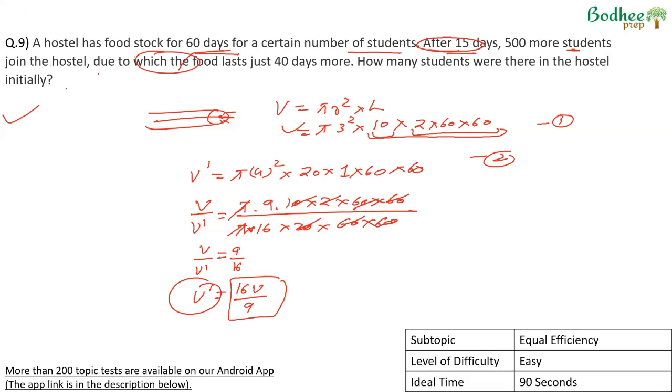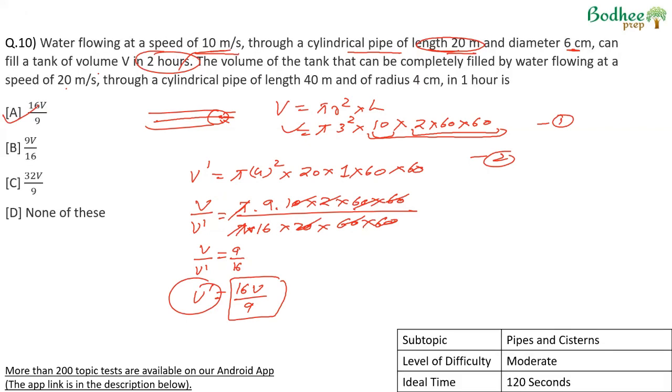Again, I'd say a moderate level of difficulty question, because the length of the cylinder pipe is an information that is given which does not really have any role to play. That might be a little confusing. Otherwise, not a very difficult question, about 2 minutes.